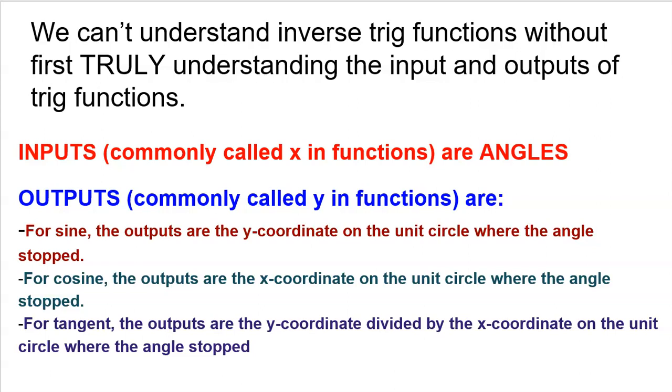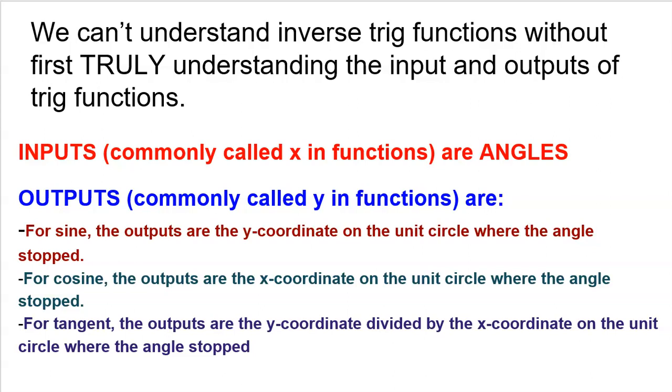And the output, which usually we call the y, in 99% of functions, is the y value. What that represents depends on which trig function you're working with. If you're working with sine, the output is the y coordinate on the unit circle where the angle stopped. The angle that you plugged in tells you where to terminate on the unit circle, and where you terminate, the y coordinate, is the value for sine. That's the output.